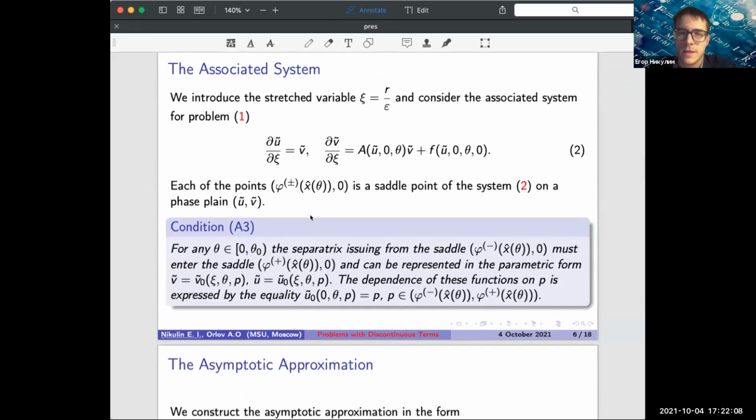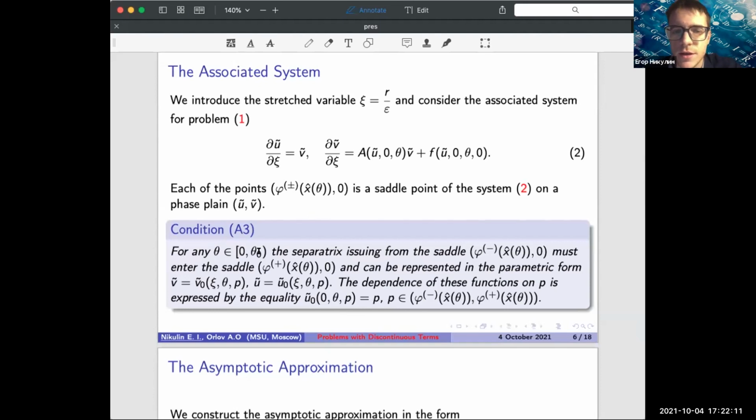Condition A3. We assume that for any theta, the separatrix issuing from the saddle phi minus 0 must enter the saddle phi plus 0 and can be represented in the parametric form. The dependence of this function on P is expressed by the equality u wave 0 is equal to P. P is interpreted as the level of the value of asymptotics between phi minus and phi plus on the curve C0.